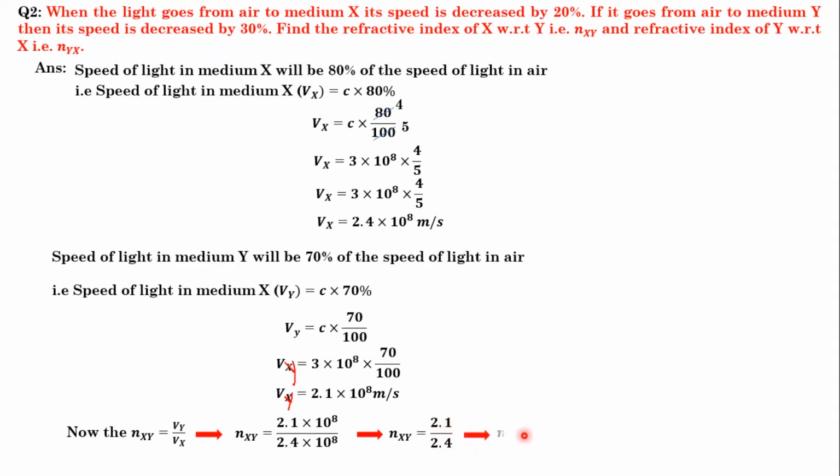So this is 0.88. So the refractive index of medium x with respect to y will be 0.88. Similarly, we know the formula that the refractive index of medium x with respect to y equals 1 upon the refractive index of y with respect to x. So this is going to be 1 upon 0.88. So its value is 1.14.